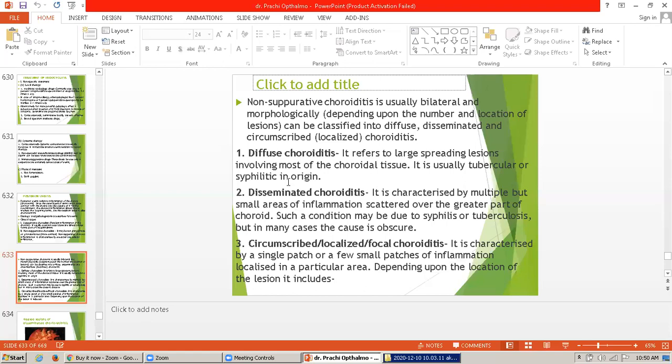So there is a diffuse choroiditis, that is a large spreading lesion involving most of the choroidal tissue and usually tubercular or syphilitic in origin.